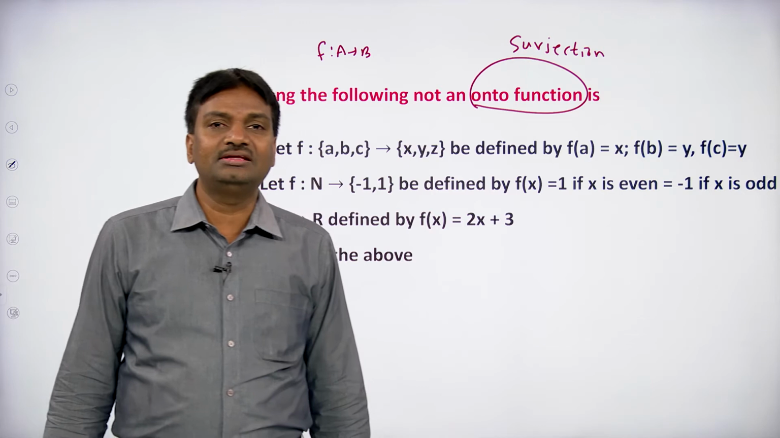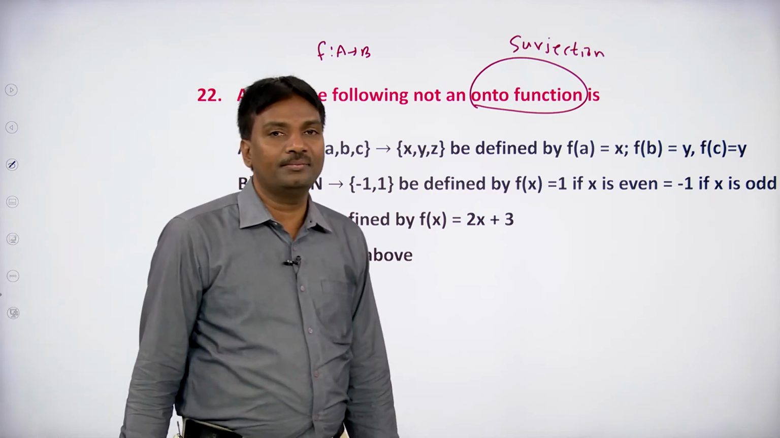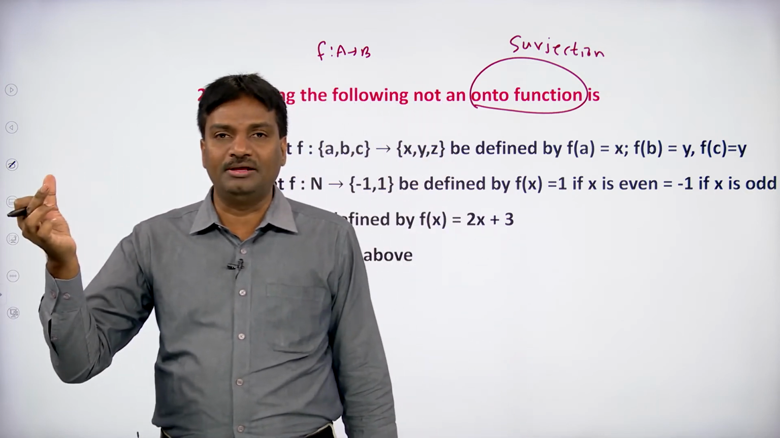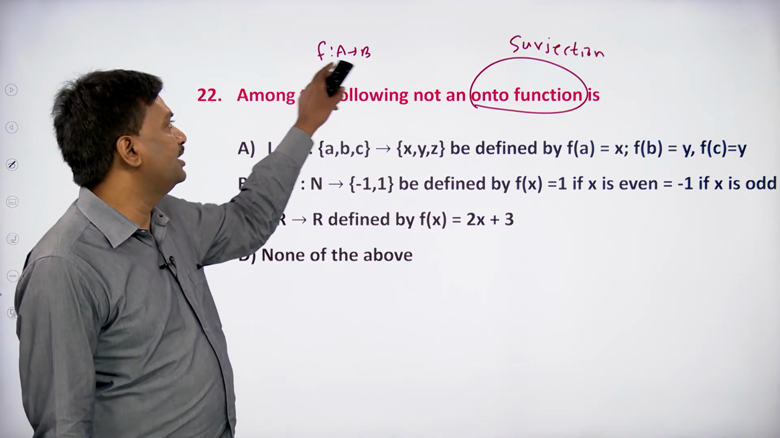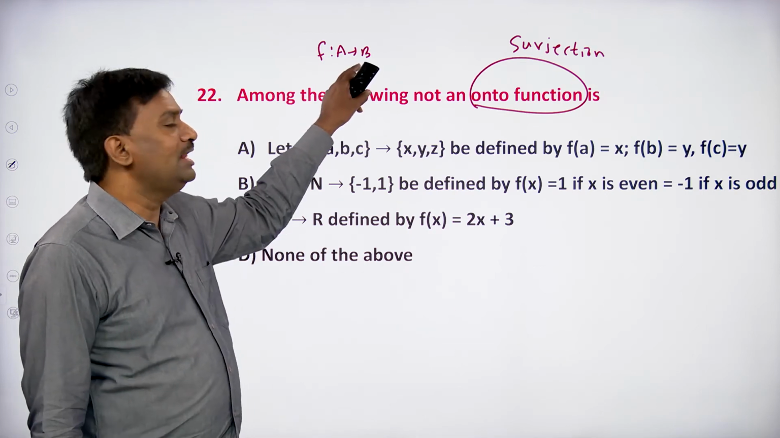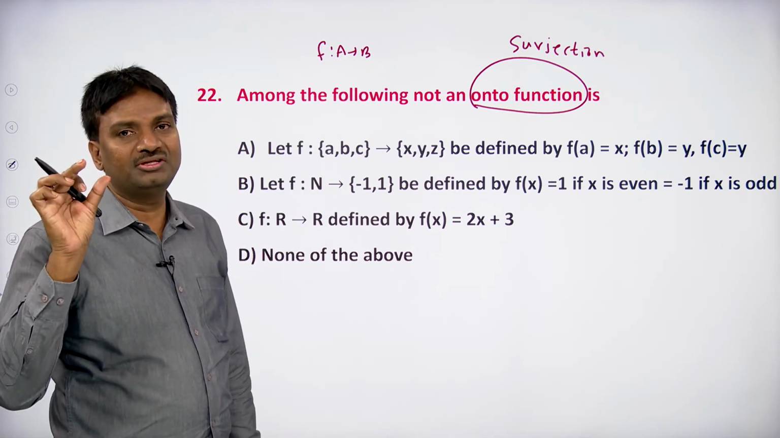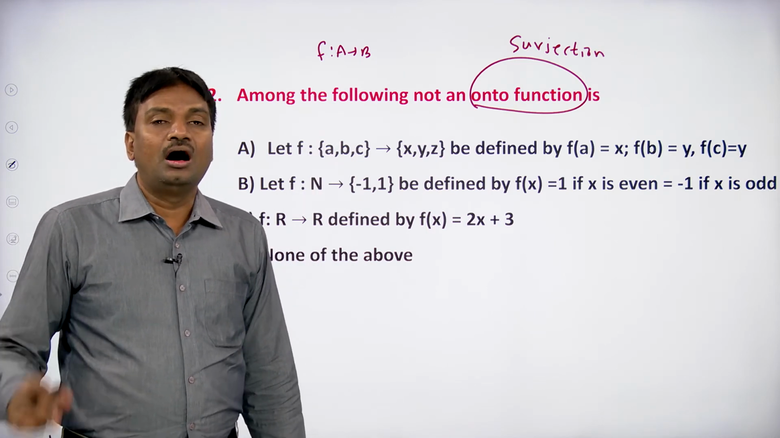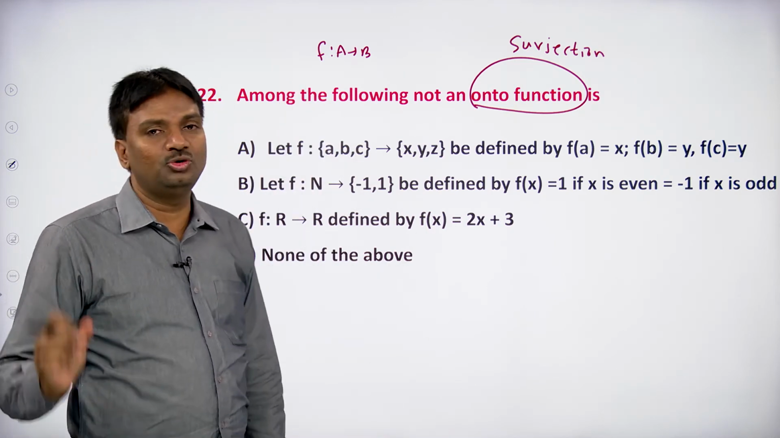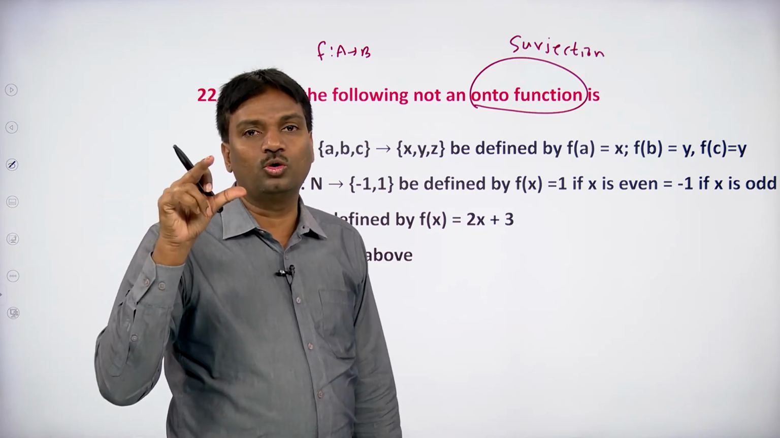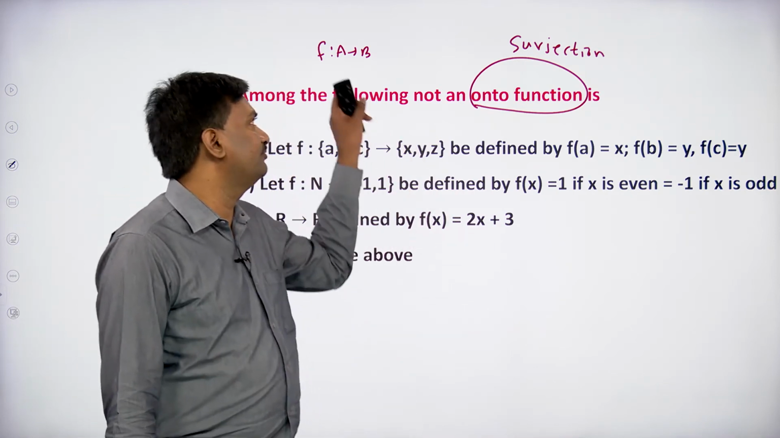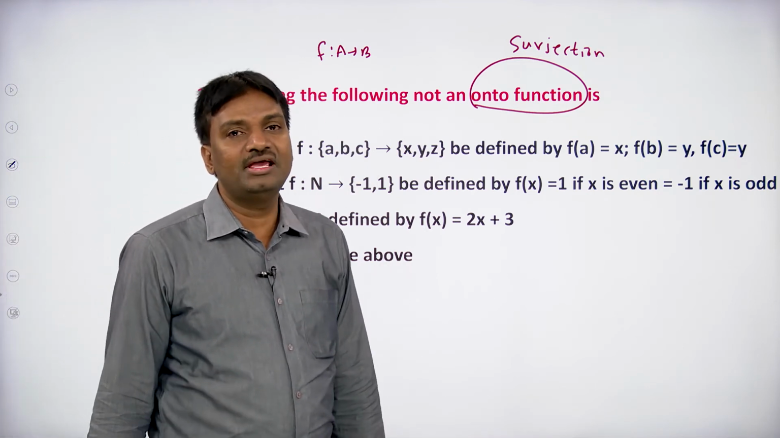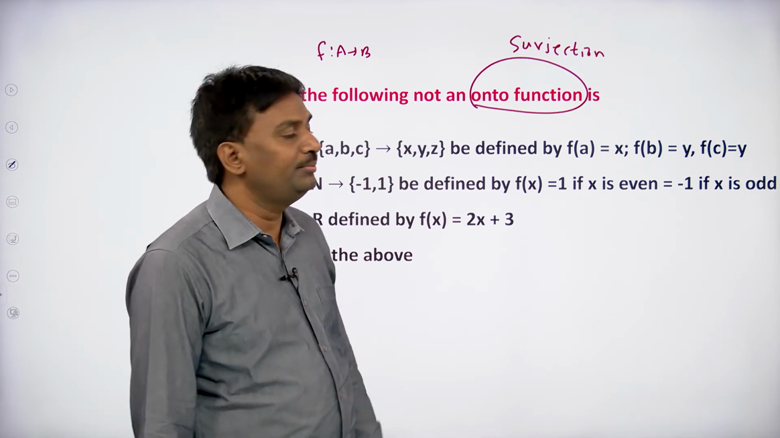How can we check whether the given function is onto or not? If you suppose that f is a function from A to B, all the elements of the codomain B must have at least one pre-image in A. That is one definition. Or for the given function f maps A to B, if the range equal to codomain, range is nothing but range of f, equal to codomain B. If these two are equal, then we can say f is an onto function from A to B.